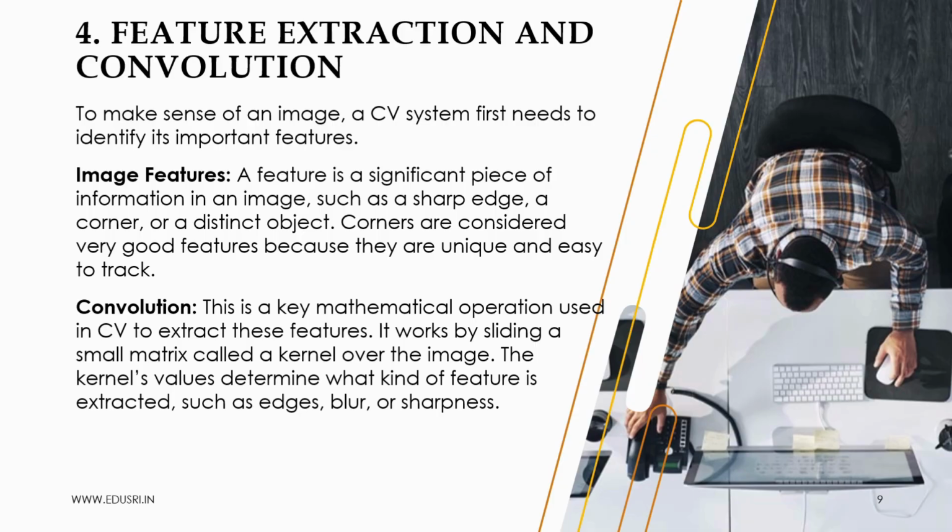In simple words, feature extraction helps identify important patterns in an image, while convolution is a technique that helps a computer vision system find those patterns. This process plays a very important role in understanding images and is also a fundamental concept behind convolutional neural networks.